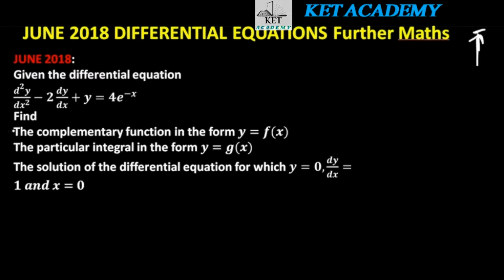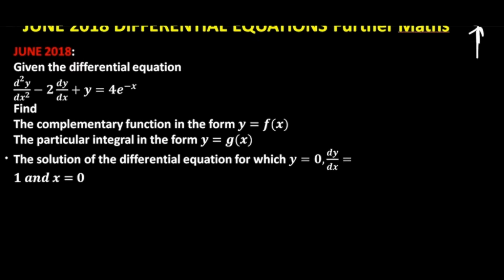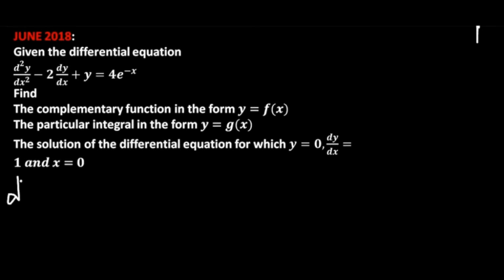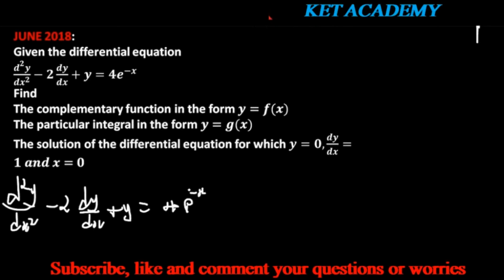Now when we look at this, we have been given a differential equation, so I'm just going to copy the differential equation here. We have d squared y all over dx squared minus 2 dy all over dx plus y equal to 4e to the power minus x. Now this is our differential equation.